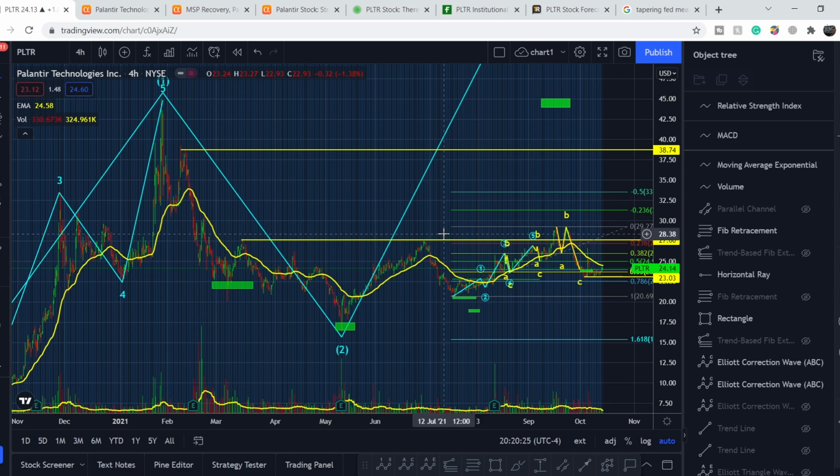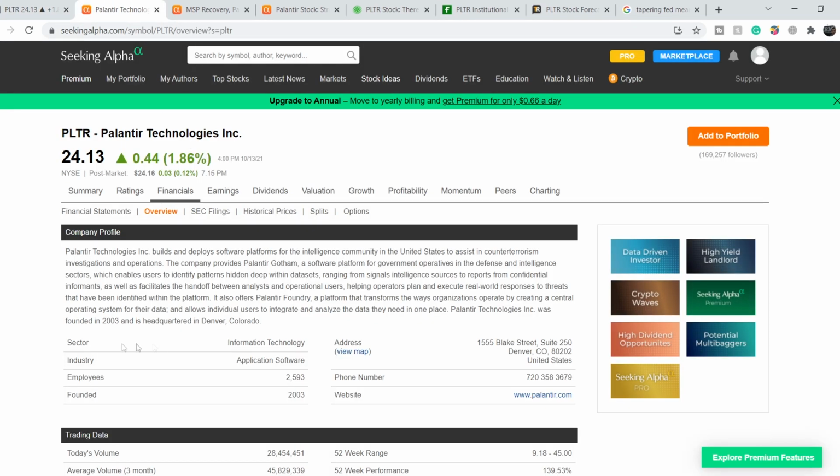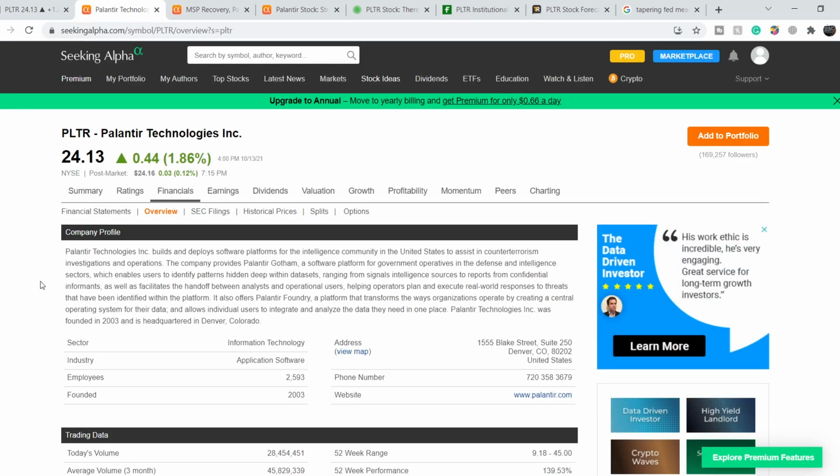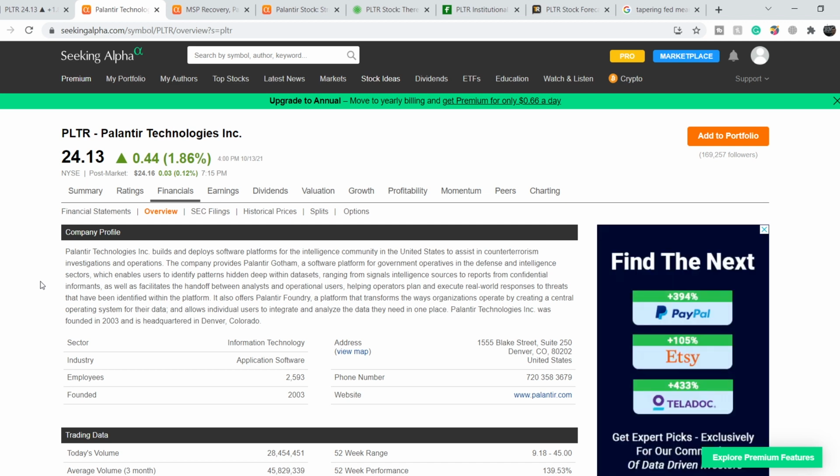So let's continue with the fundamental news. Let's start with the company profile. Palantir Technologies builds and deploys software platforms for the intelligence community in the United States to assist in counter-terrorism investigations and operations. They have two main products: Palantir Gotham and Palantir Foundry. Palantir Gotham is a software platform for government contracts, and Palantir Foundry is a platform for commercial contracts.